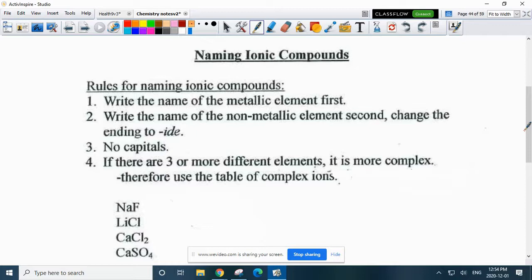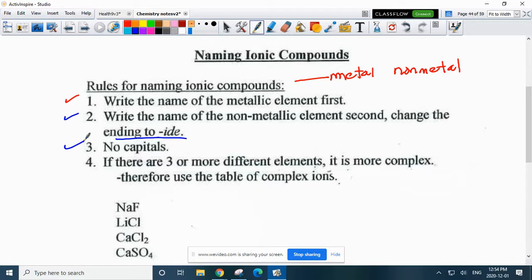You write down step one. If it's ionic, remember it's a metal and a non-metal put together, right? So the metal name, you just write down the metal name as it shows up. The non-metal name, you write down the name, but you change the ending to an "ide". Okay, this rule is similar to what we did with molecular. But here's where I said you have to be super active. Of course, there's no capitals in any of them. They're not proper names. And then that's it.